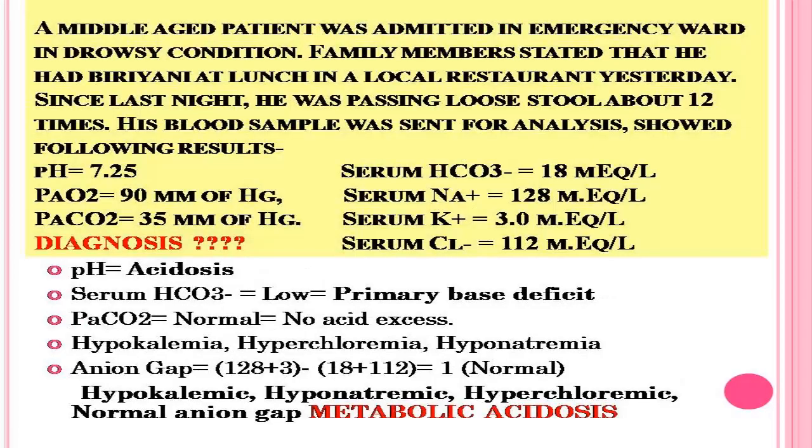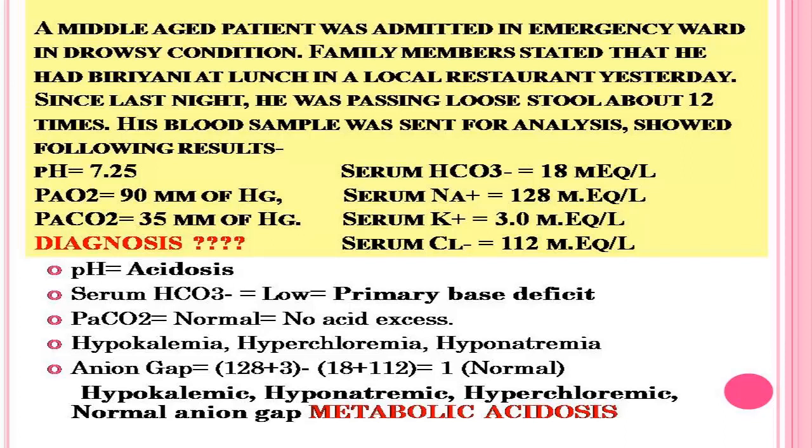Now going to another chart. This is a new chart, and what is written here is that a middle-aged patient was admitted to the emergency ward in a drowsy condition. Family members stated that he had biryani at lunch in a local restaurant yesterday. Since last night he was passing stool about 12 times. His blood samples were sent for analysis in the laboratory and showed the following results.